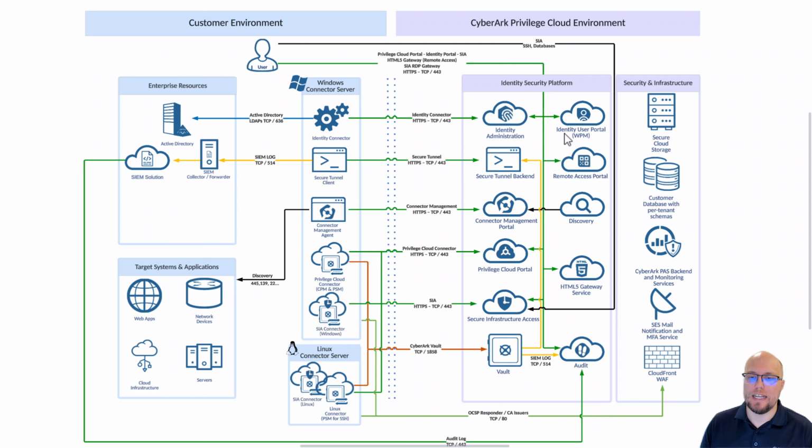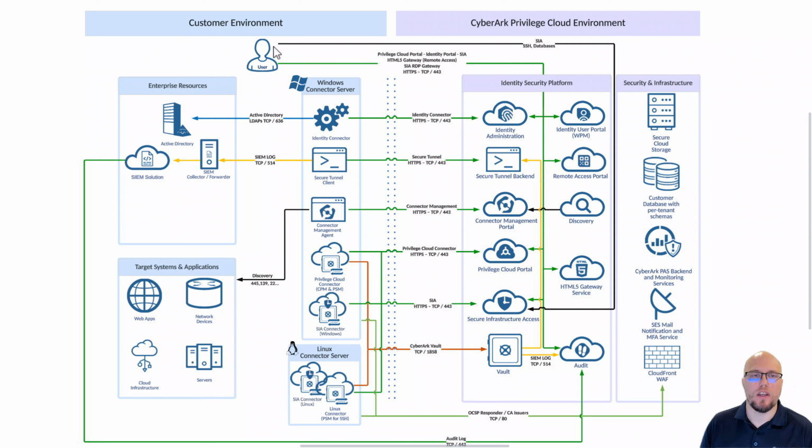They can also connect to the Secure Infrastructure Access portal. That'll help the end user on how they can create a connection string or download an RDP file to use the SIA service. It's also where they can get their temporary password for database connections, for example.